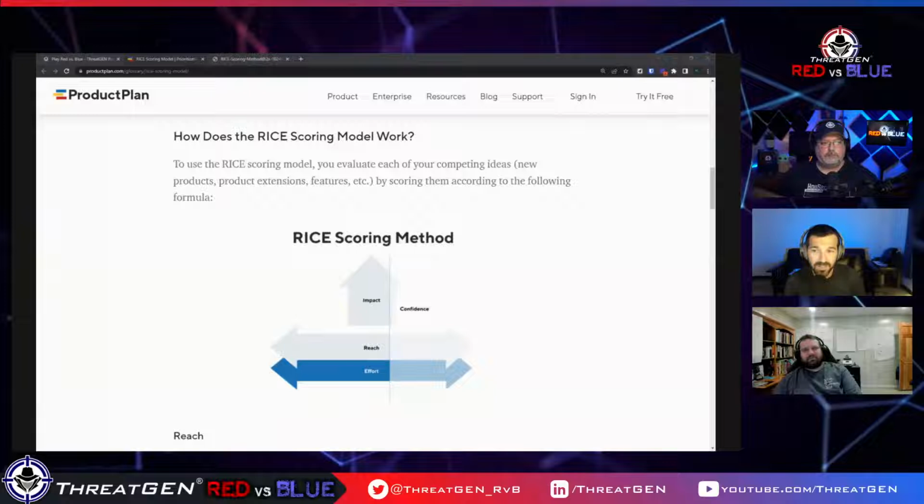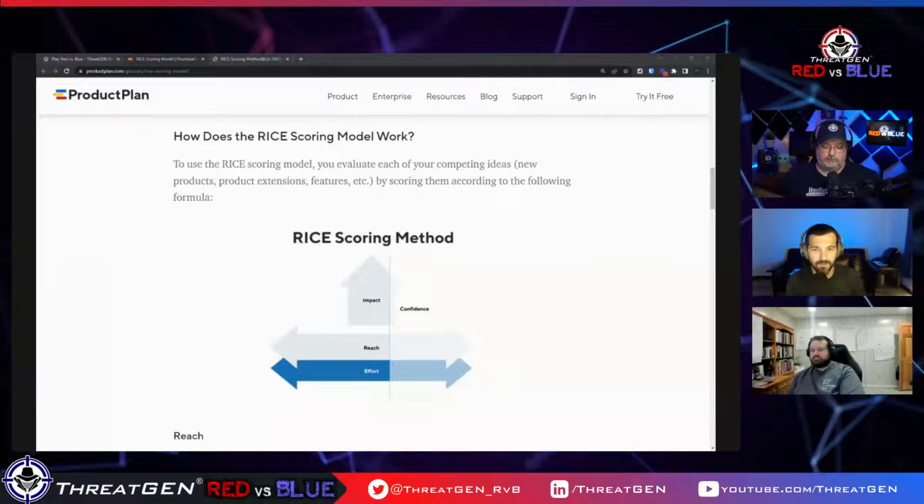Absolutely. So let's take a look really quick at the BRICE method before we get in. Now, this is the RICE method, which I think is very similar to the BRICE method. Can you just give us a 50,000-foot overview of what this method is and how we're going to implement it today in the simulator?